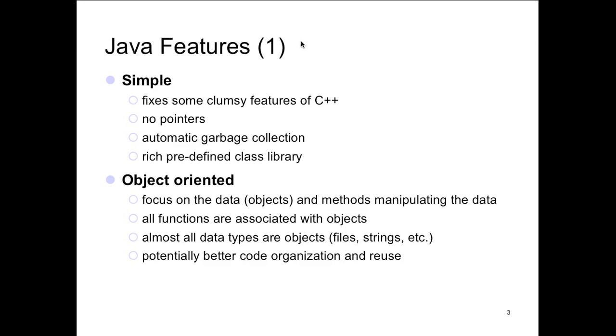So here are some features. It's simple. It fixes some of the clumsy features of C++. As I mentioned before, the data structures are an excellent example. You don't have to actually create all this stuff on your own. No pointers. Garbage collection is also part of it. Automatic garbage collection. And garbage collection, we'll talk about a little bit later on in the course, in terms of why we want it. Why does it even become an issue?